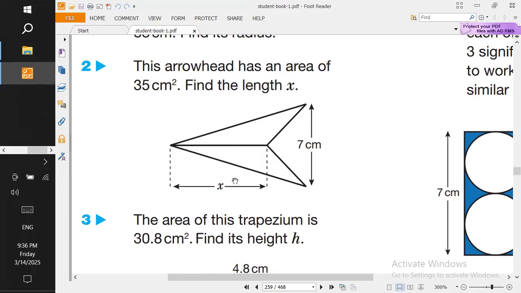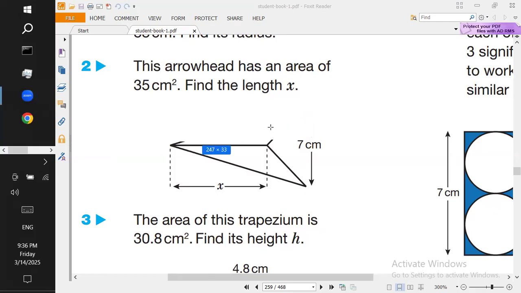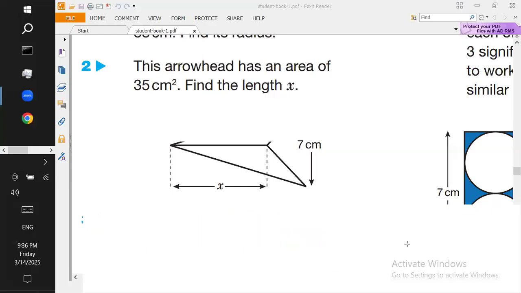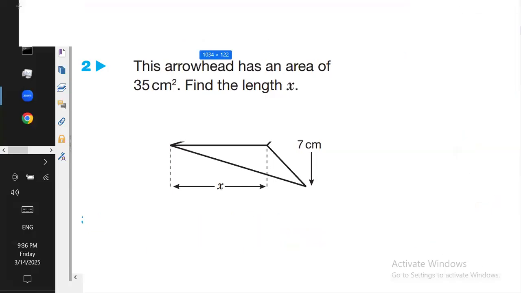I can use one of the triangles. Instead of using both triangles, I can use one of them and find the x as a base of a triangle. So I'm going to cover this. I'll show you how. This triangle, I'm going to cover it, the one on top. And when I cover it, it means the 7 will be divided by 2, which is half of the length here, which is 7, okay? And even the area will be divided by 2. This means that the area of half of the arrowhead will be 35 by 2.